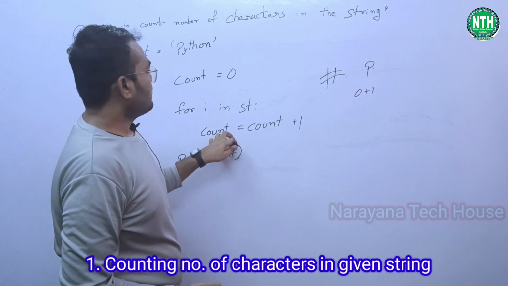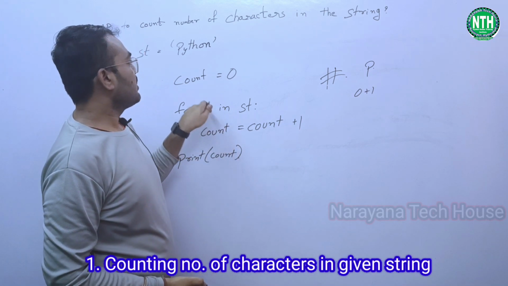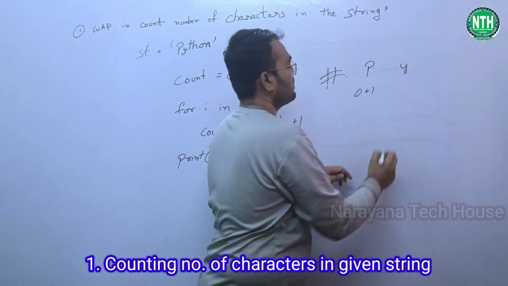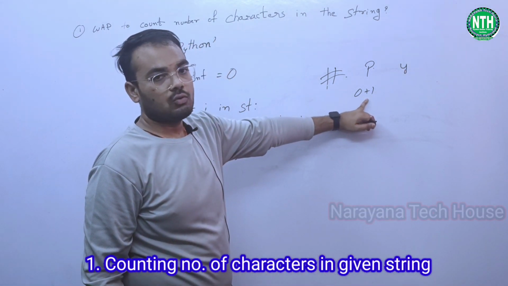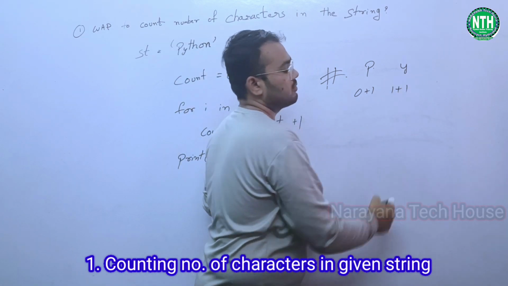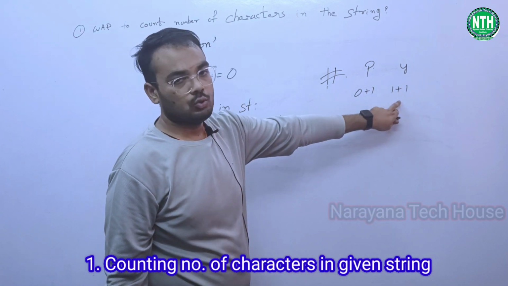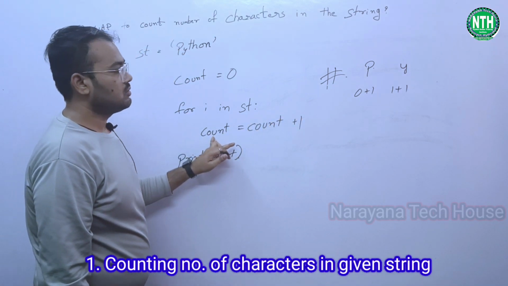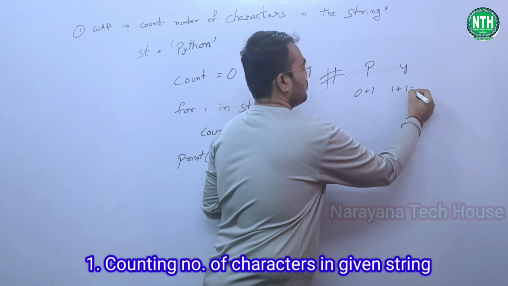Take the second i value. What is the second i value? Y. Previously the count value was 1. So 1 plus 1 is 2, and it is assigned to this count. So the count value is 2.